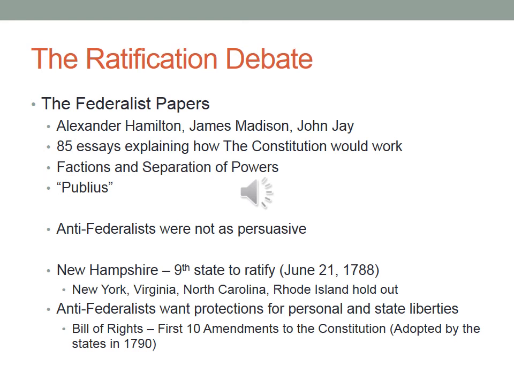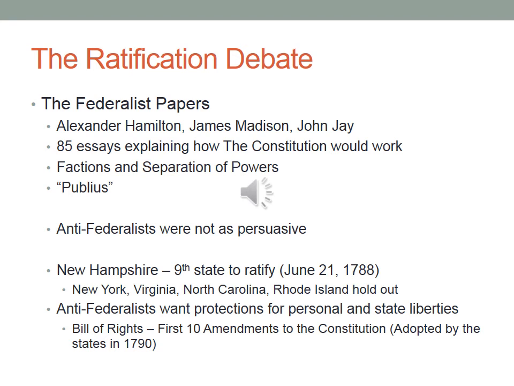But there were still four states, of course, that had not ratified the Constitution: New York, Virginia, North Carolina, and Rhode Island. And their holdouts, especially New York and Virginia, which were two of the largest, wealthiest, most important states, you really couldn't have a legitimate constitution if you did not have those two major states involved. And one of the arguments for not ratifying it was there was not enough protections, as I mentioned before, for personal freedoms and state liberties.